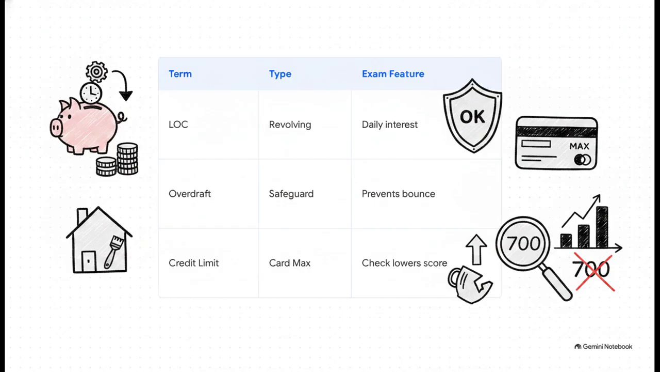Second, there's overdraft protection. This is your account safeguard. It literally prevents bounced payments when your balance accidentally drops below zero. And finally, your credit limit. That's simply the maximum you can spend on your card. The exam trick? Knowing that simply asking for a credit limit increase can trigger a check that actually temporarily lowers your credit score. Sneaky, right?